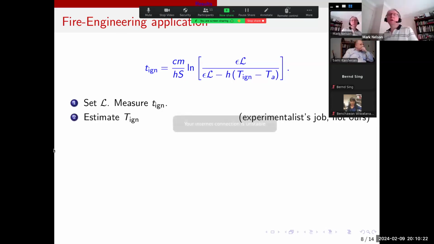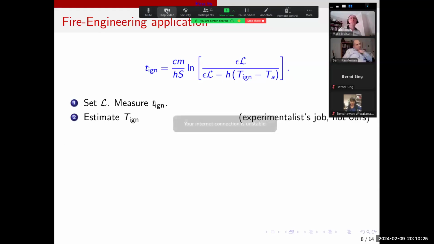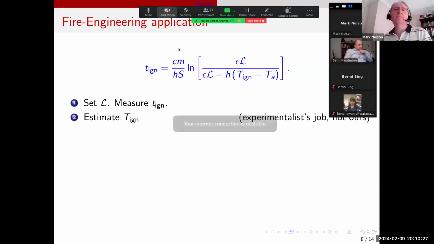It's saying that my connection is unstable, so perhaps I'll just try turning the video off. All right.